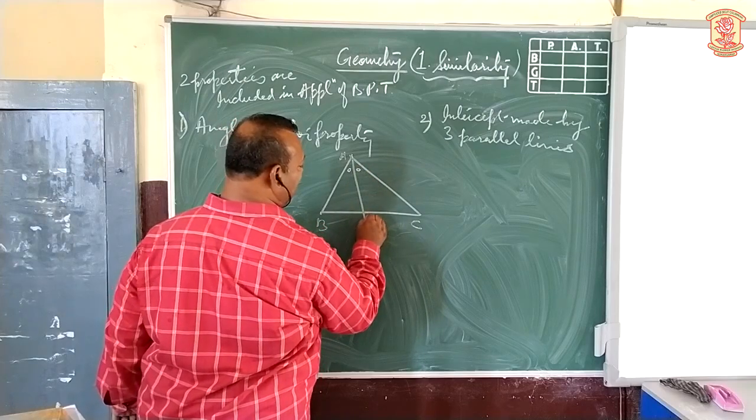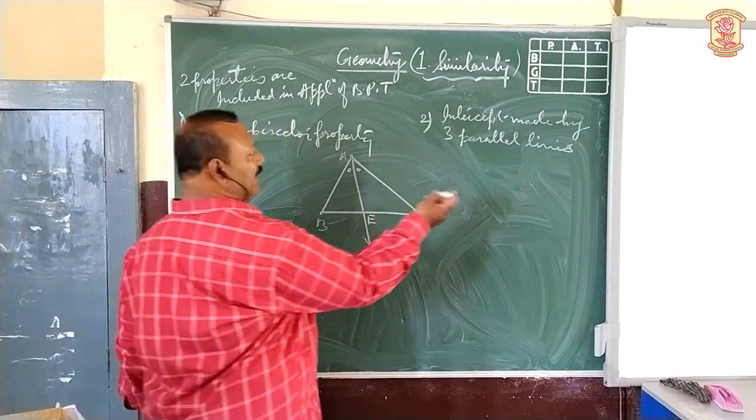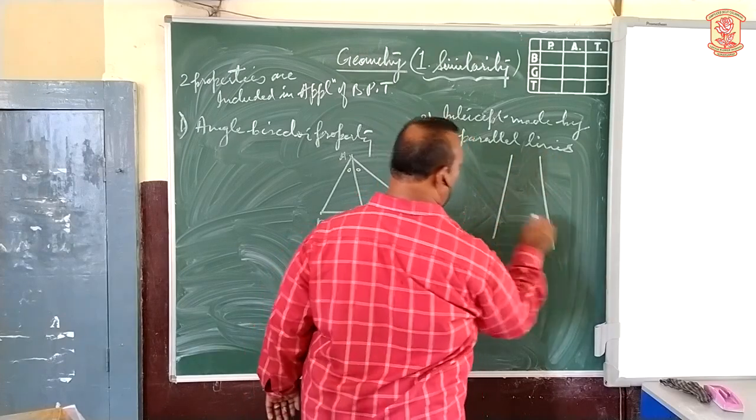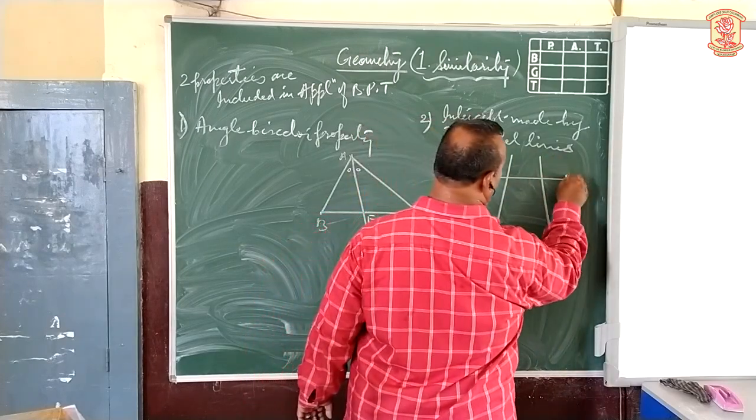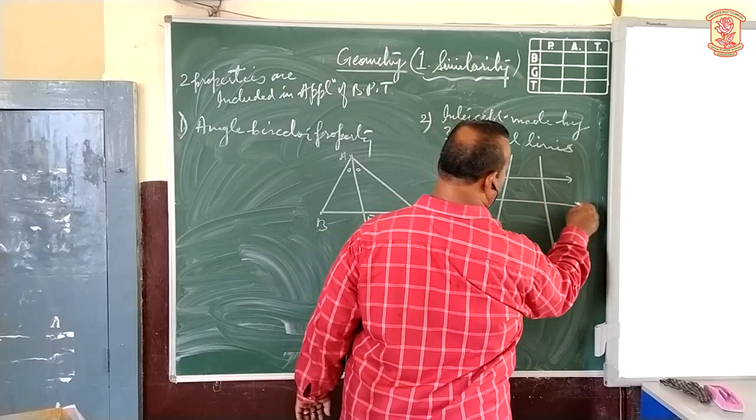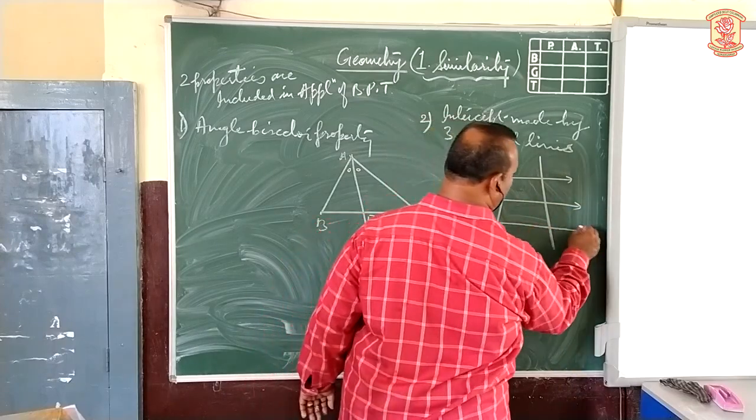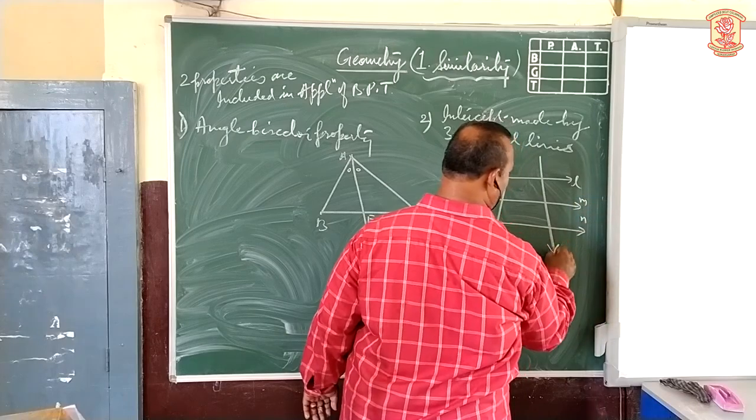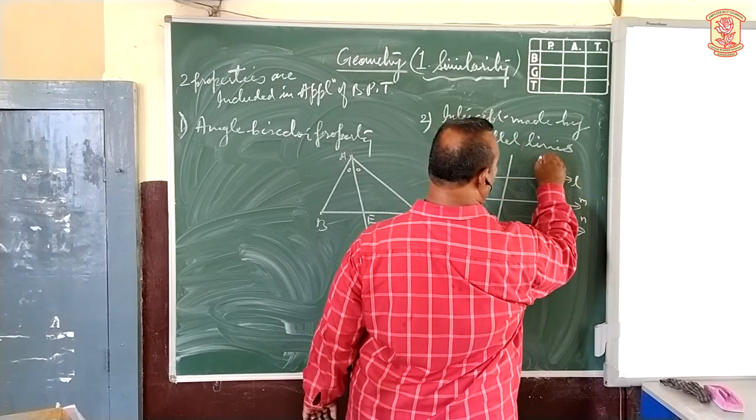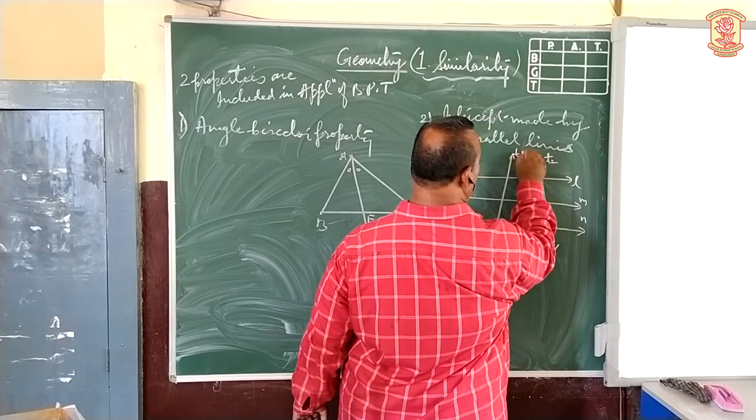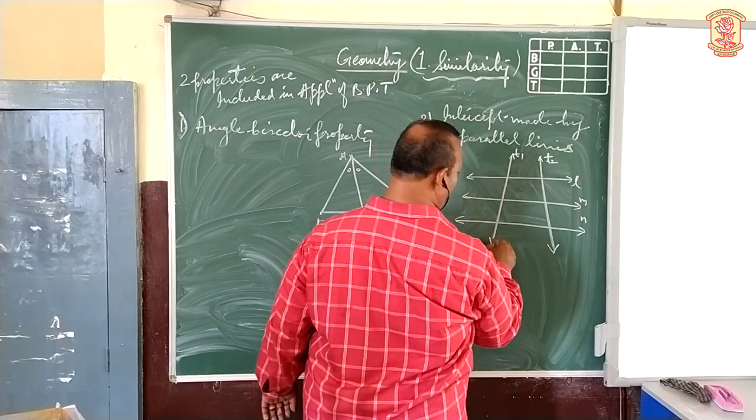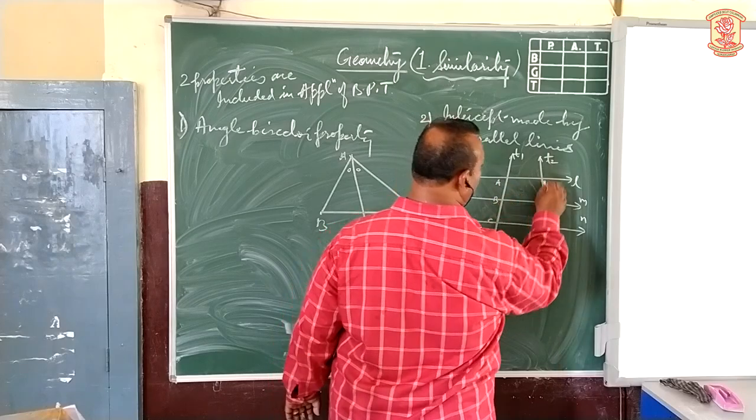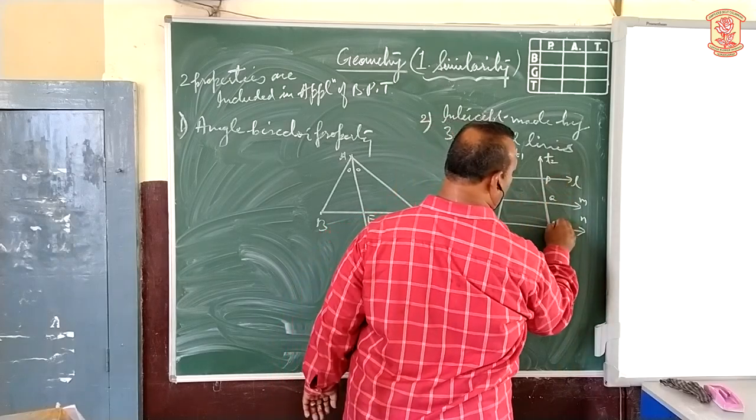Angle bisector is AE. Okay, and in the second case, these are two transversals. One parallel line, second parallel line, third parallel line. Parallel lines are L, M, N. Okay, transversal T2, transversal T1, and ratio here A, B, C, P, Q, R.